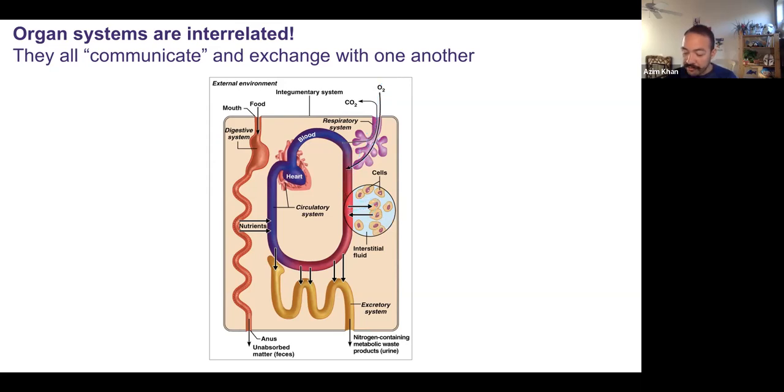When you eat food, food goes in your mouth, stuff gets into your cardiovascular system. Some of that will get transported to your cells, but then some things will get excreted out of your urinary system. Some things just continue out through your entire digestive system out the anus. They all communicate with each other. All these systems communicate and exchange with one another in some way.